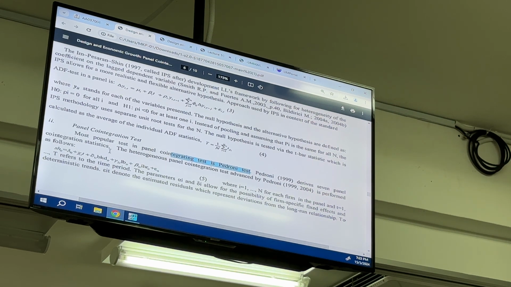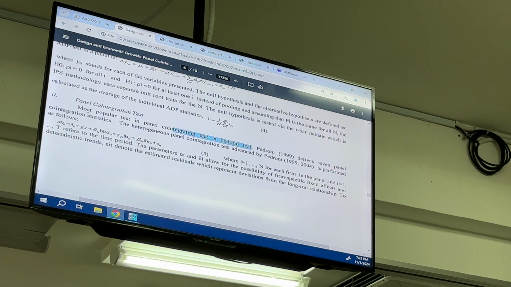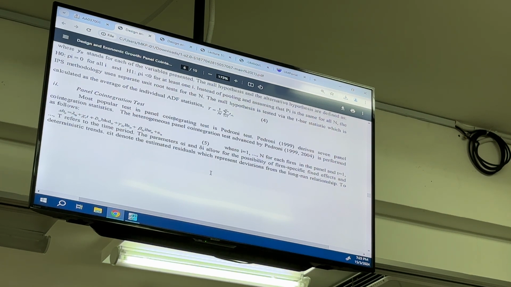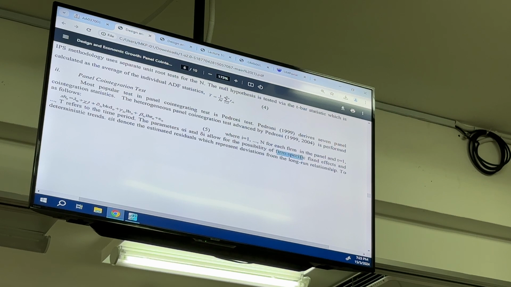derived for the 7 panel statistics, and in the steps he rewrites this equation with the dependent and independent variables, also with the intercept and the time trend, right? With the error term, there is a firm-specific fixed effect, and also the time trend here, a deterministic trend. So if you test the configuration with no trend and no intercept, you just go back to the model without the intercept and the trend.